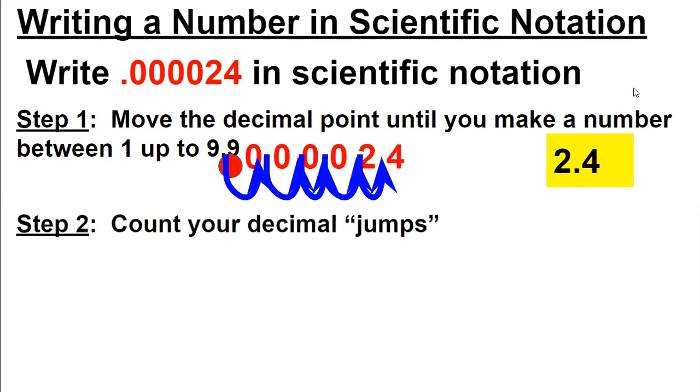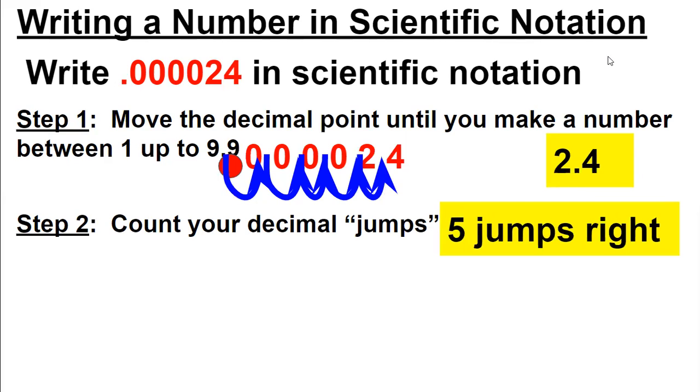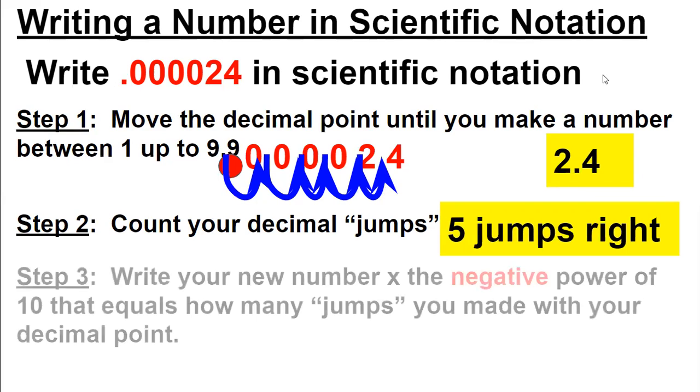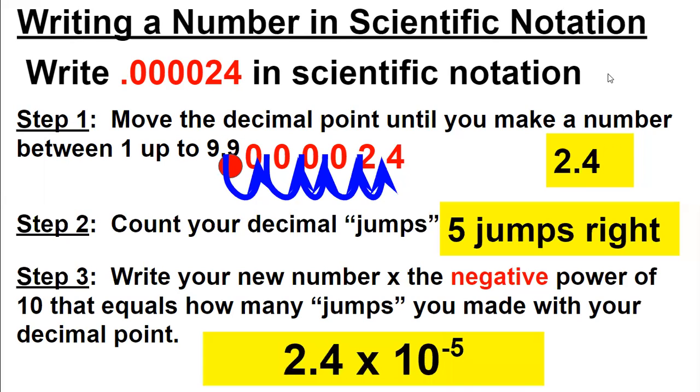Step 2, we're going to count the decimal jumps. We had 1, 2, 3, 4, 5 decimal jumps, 5 jumps, and notice that we're going to the right this time. In step 3, we're going to write our new number times the negative power of 10. That equals how many jumps you made with your decimal point. We made 5 jumps. So the correct answer then would be 2.4 times 10 to the negative 5. Okay, just the opposite direction. Let's try another one.